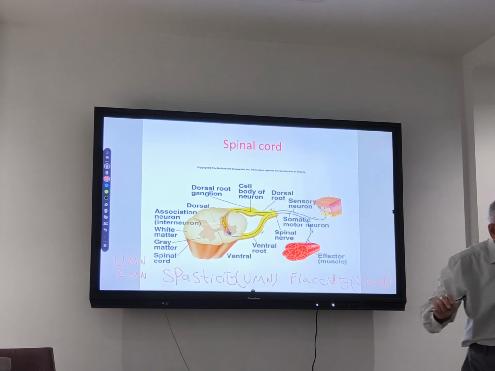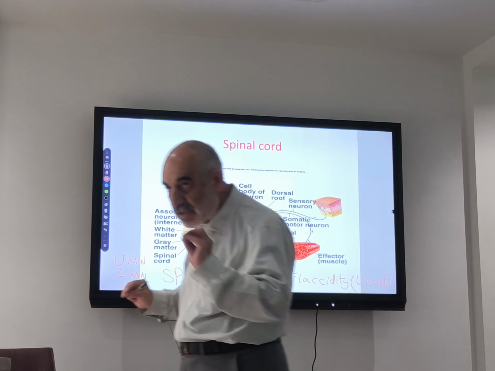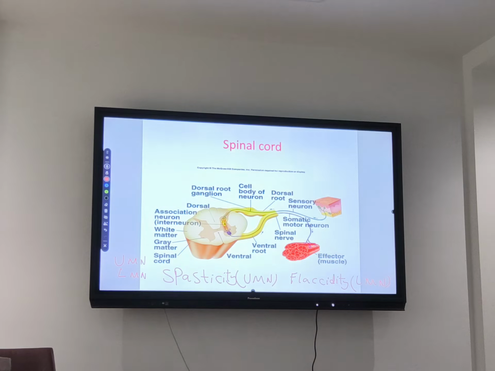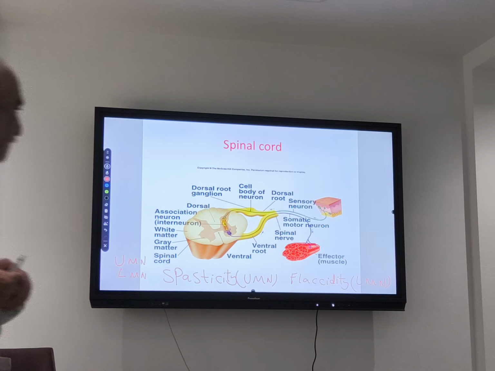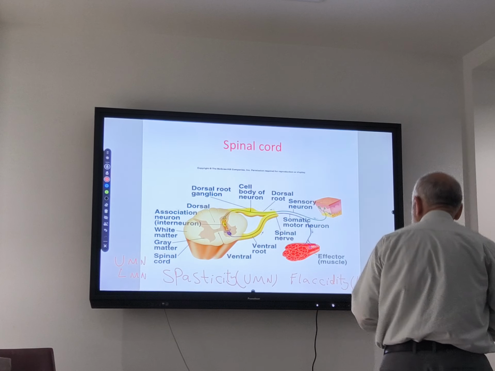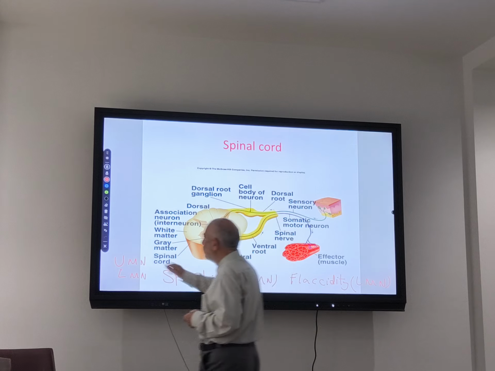In your clinic, in the hospital, you must recognize this is peripheral, this is central. It's very important. If you know anatomy, if you know physiology, you can. And then you must know the disease. For example, this is, and different disease. Very important. Okay? These are very important.